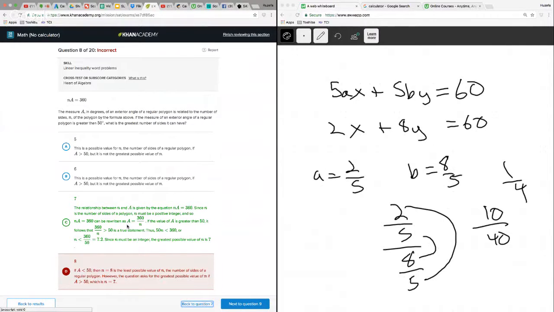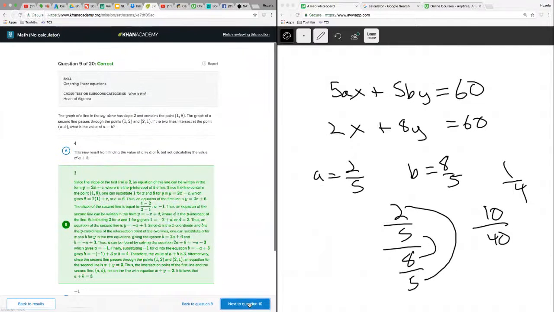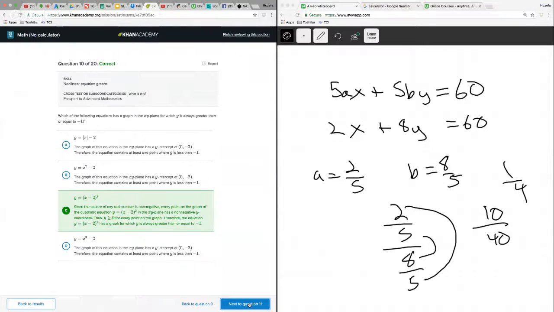That was my bad. So it says it's at least 50. So 7.2 was too high. It's going to be less than 7. It's going to be 7 sides or less. Dang it. All right, so that was a little miscalculation. When I said round up, you're supposed to round down. Let's see what else we got wrong.